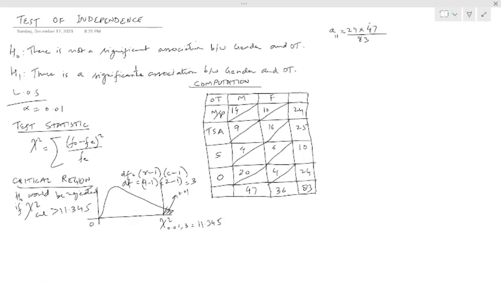And this is how we get 13.59. That's 13.59, or we can simply write it as 14 because these are the number of individuals. So 13.59 is 13.6 and 13.6 can be rounded off to 14, and then that would be 10, and we can work this out as A12, first row and second column, 24 times 36 divided by 83.